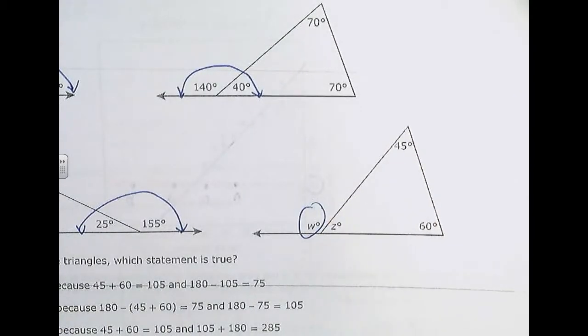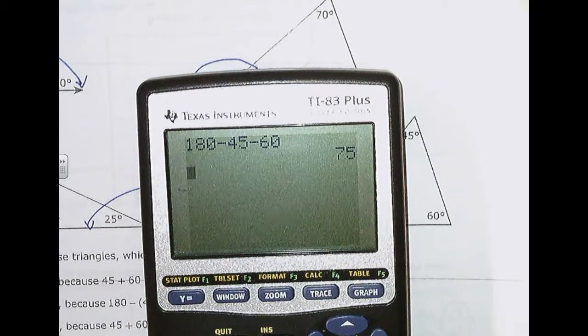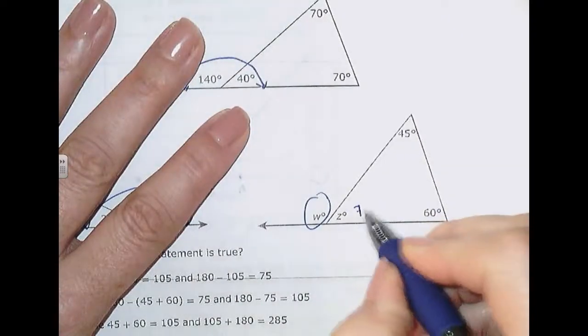Now, how would you type that in the calculator without typing in 14 entries? Let's not waste too much time. How would you do it? I need one entry. Think about it. If the triangle's 180 degrees, then if I subtract the other two parts, I'm left with the third piece. How about 75? Excellent. So I can tell you Z is 75.